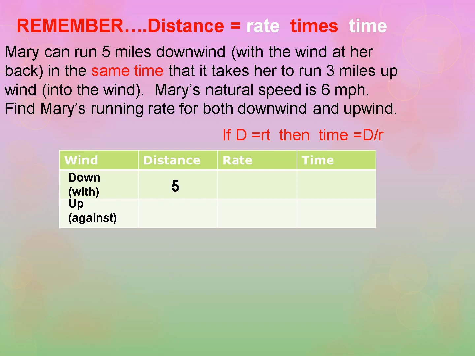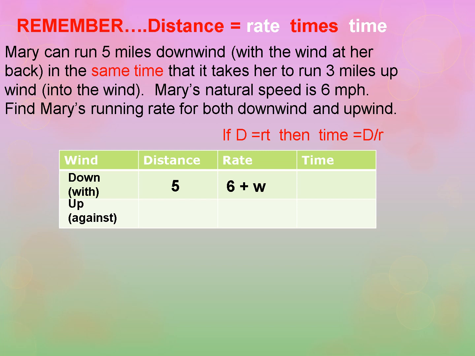Okay? Her rate, so let's think about this. Her rate downwind is going to be faster than her natural rate. So we're going to say it's going to be 6 plus the wind, because it's going to be faster than her natural speed, because it's kind of giving her a boost. It's kind of speeding her up. So it's her natural speed plus the wind.